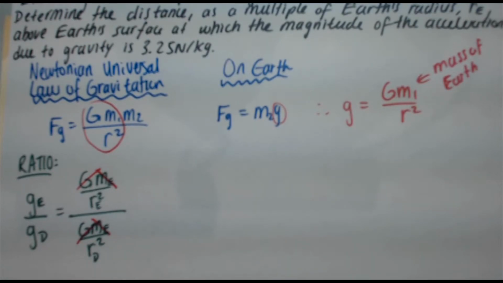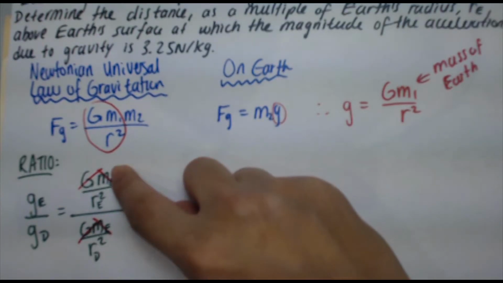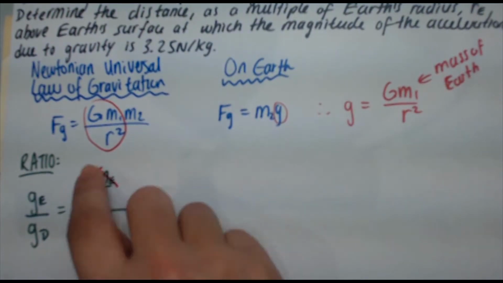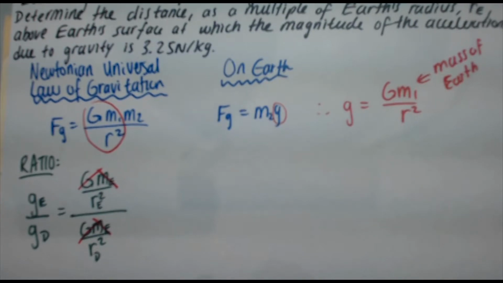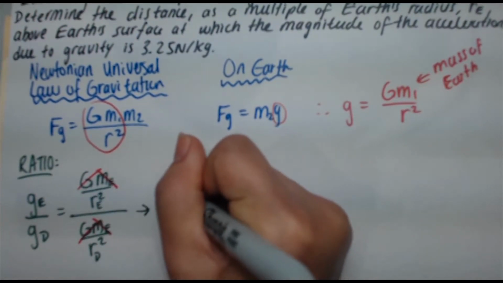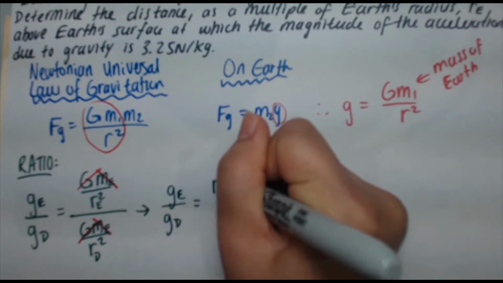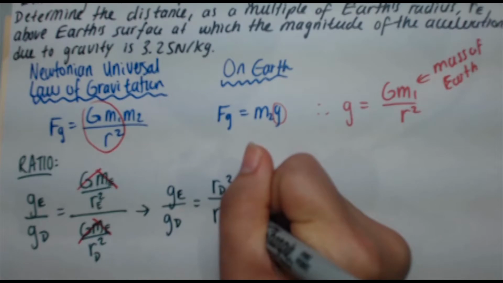Now, hopefully you can see based on this fraction, because you have a denominator in the denominator, if you were to bring this up to the numerator, you would have to flip it. In other words, the rd squared comes up on top of the re squared. Okay, so essentially with this you're getting ge over gd equals rd squared over re squared.